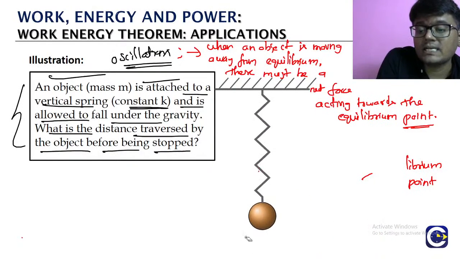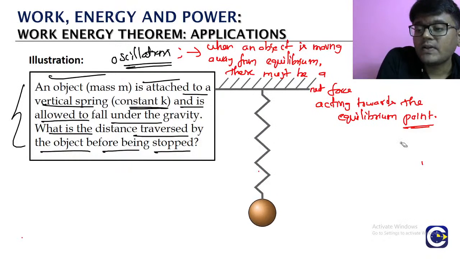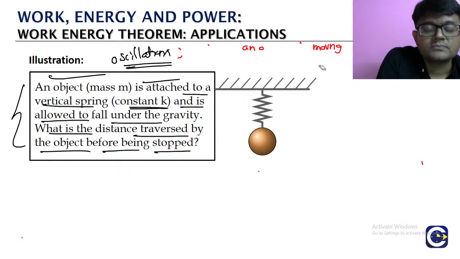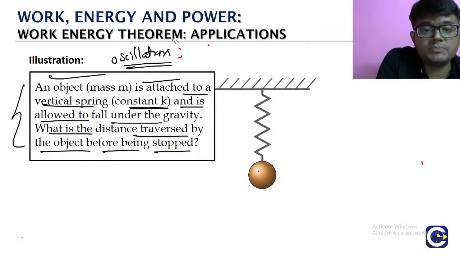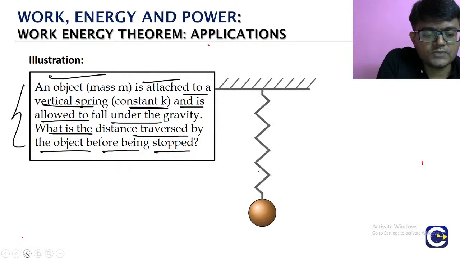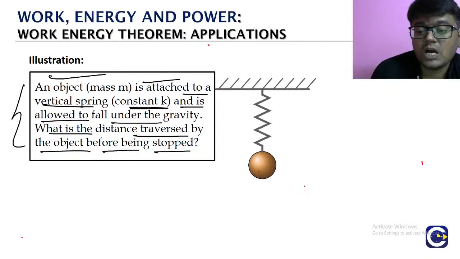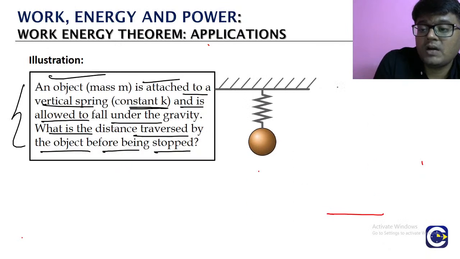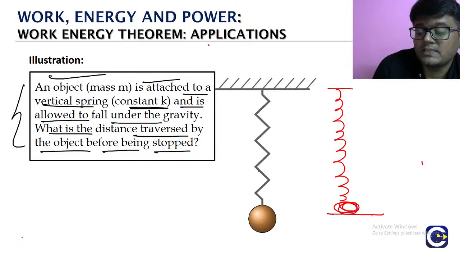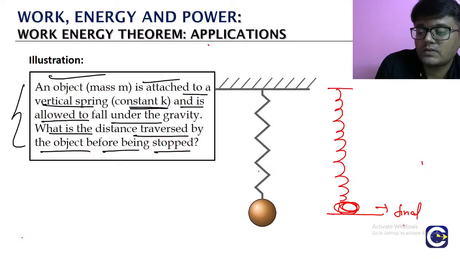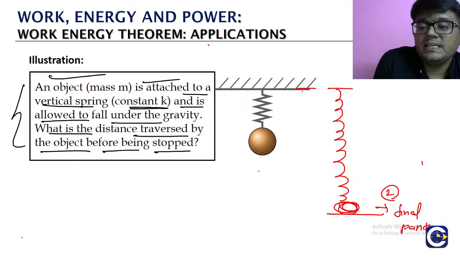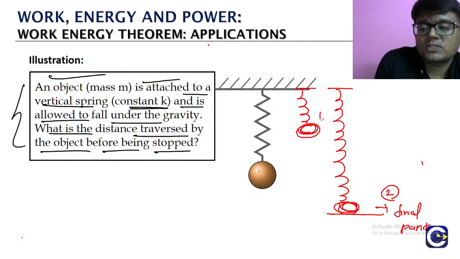But here, what is our task? Our task is we need to find the distance that is traversed by the object before it is stopped. Okay, so look at it. When it is stopped at this point, maybe I'll draw a parallel diagram so that we can see. This is the final point where it is stopping. Let us call it 2. This is the initial point. Let us call it 1.